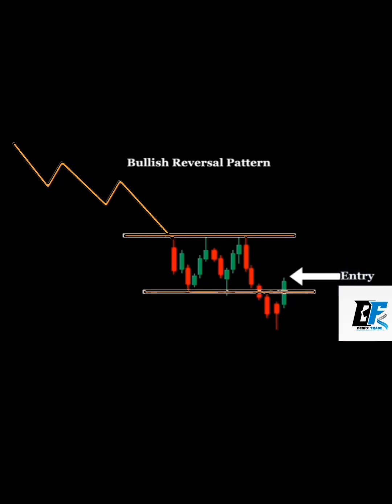Enter at the close of the candle that closes back inside the range. Set your stop loss below the recent low. Target the next key resistance level. This positions you to ride the acceleration phase, or the markup, as price surges higher after the trap.